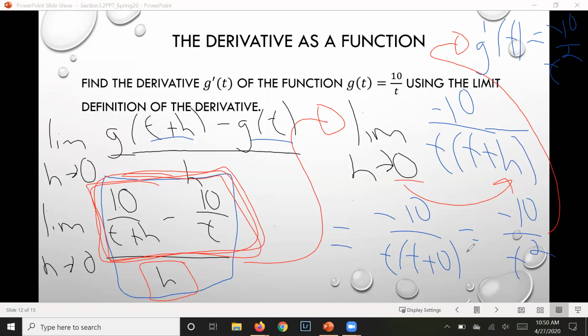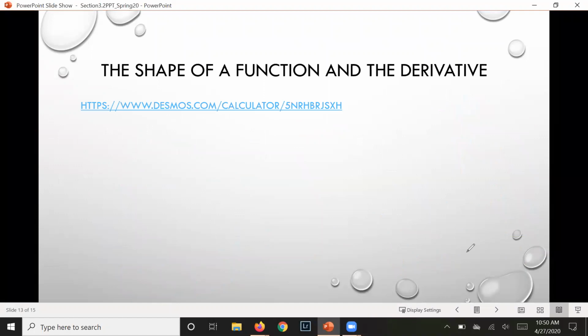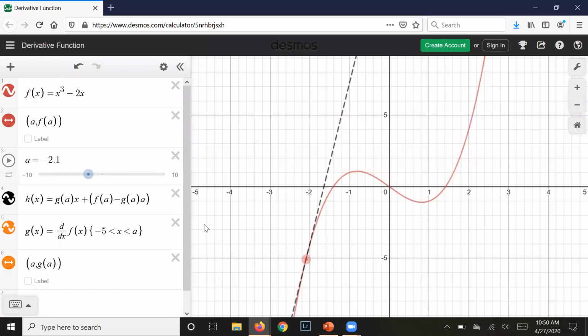All right. Fun times, right? Okay. Let's talk about the shape of a function and how that relates to the derivative. You'll see here in the PowerPoint, I've got a link to a Desmos animation that I'm going to pull up here. In this picture, the red function is our function f of x. This dotted black line represents the tangent line at that specific point that's lit up, the red one.